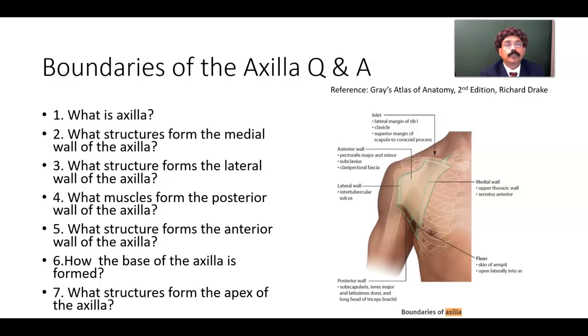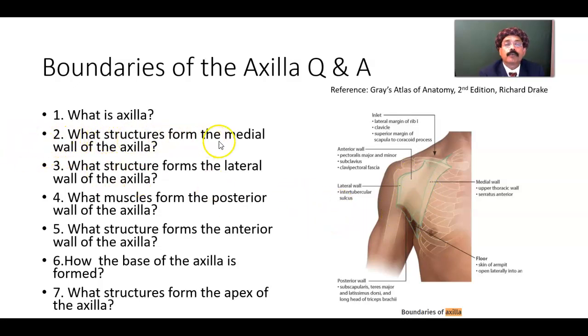We'll go through the axilla. We have a lot of questions and certainly we have answers to the anatomy of the axilla. First of all, what is the axilla? The axilla is also called the armpit. The axilla is the junction between the thoracic wall and the arm.